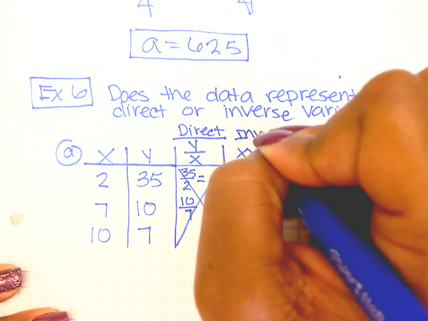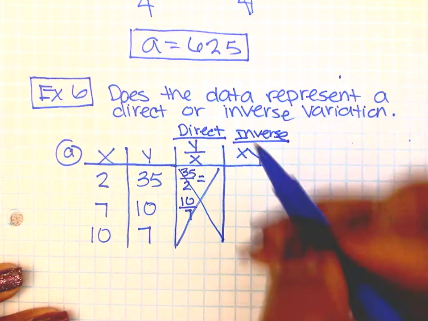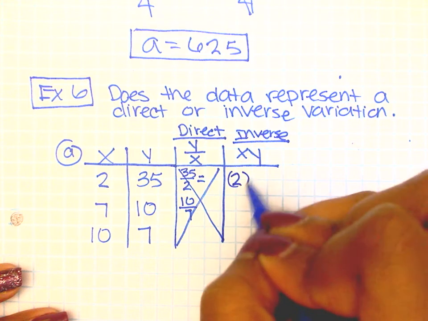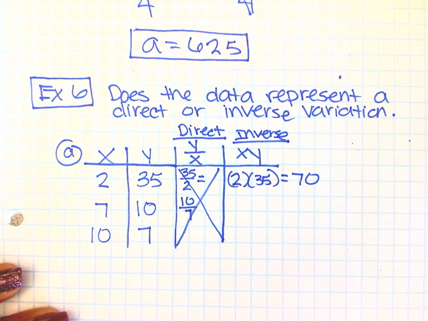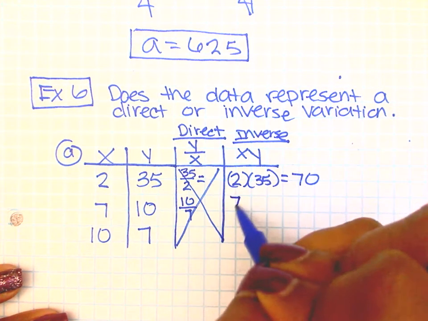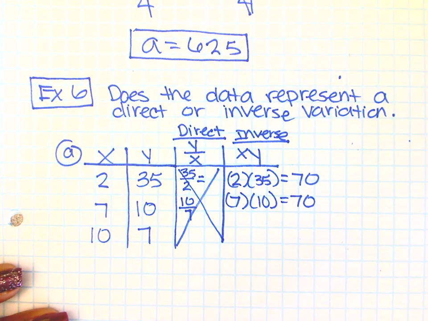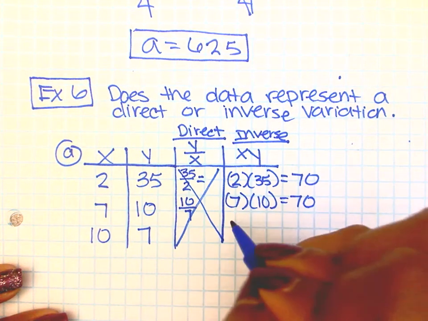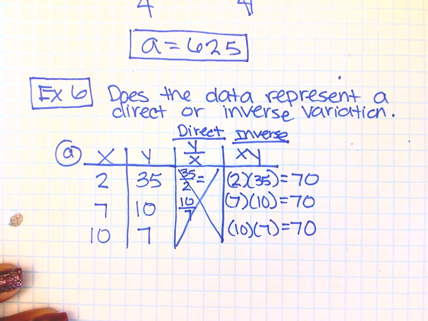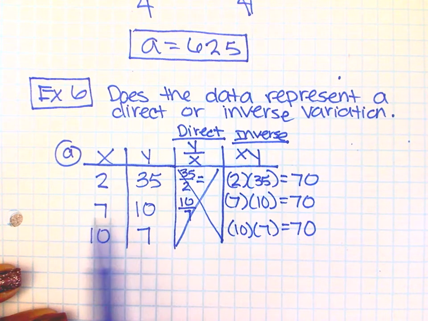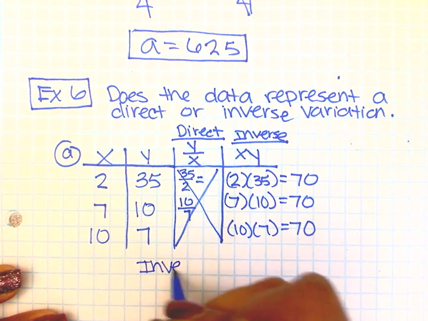Let's see if inverse works. X times y, all right? 35 times 2, or 2 times 35, equals 70. Okay. Try the next one. 7 times 10. Oh, that equals 70. Let's try the last one. 10 times 7. Oh, that equals 70. So are these points direct or inverse? Inverse. That's your answer. Inverse. Simple.